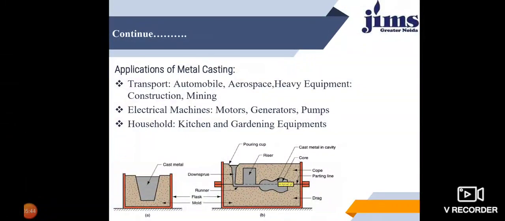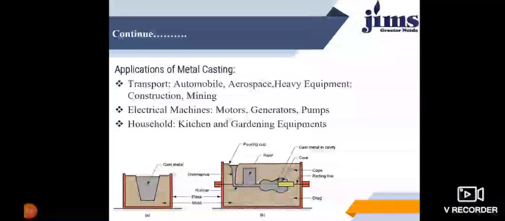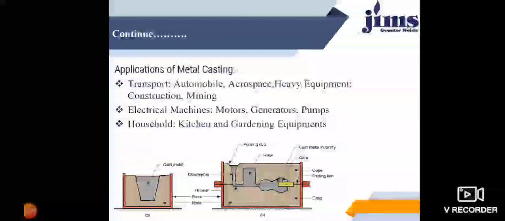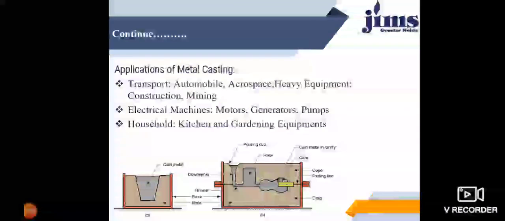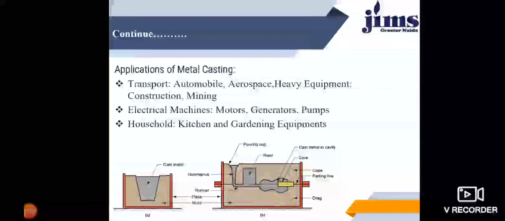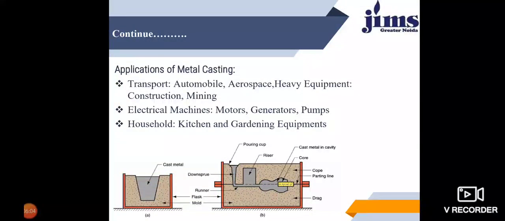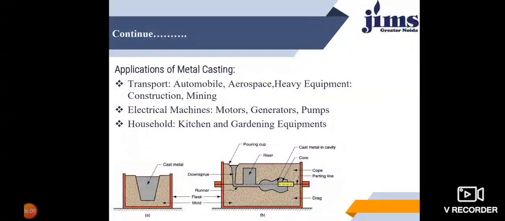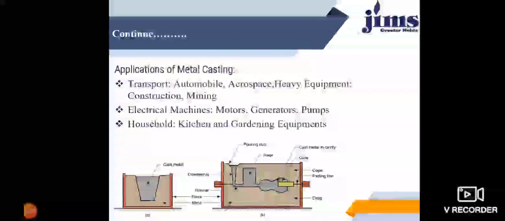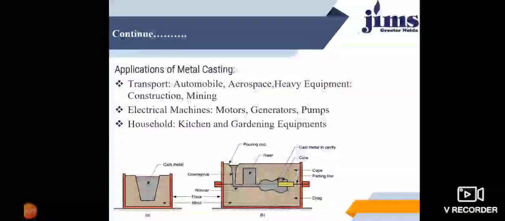Next is the application of metal casting. There are many applications of metal casting. Those are in transportation, automobile, aerospace, heavy equipment, construction, mining. Then in railway construction also casting is used. Then electrical machines like motors, generators, pumps. Then household utilities like kitchen and gardening equipment. These are all made with the help of the casting process.